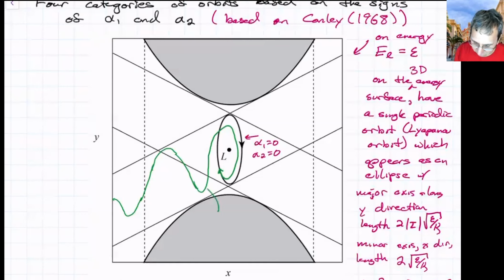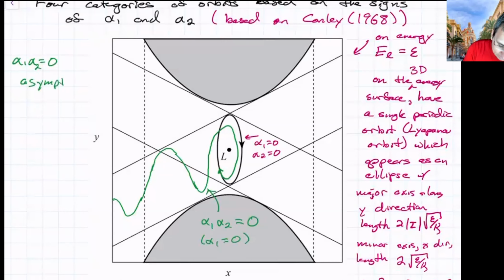You have that for alpha 1 times alpha 2 equals 0, but they don't both equal 0. In this case, this is an example where alpha 1 is 0 and alpha 2 is not 0. So this is an asymptotic orbit. So for alpha 1 times alpha 2 equals 0, we have asymptotic orbits. You could have things that are asymptotic onto the periodic orbit or also asymptotically going off the periodic orbit.